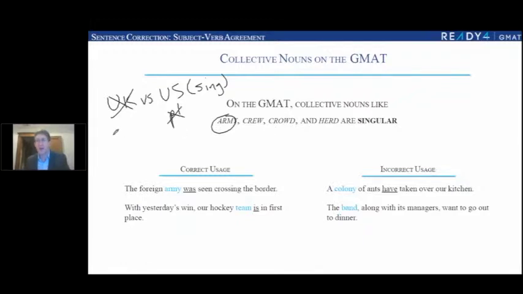Organizations, bank, you know, an organization, a bank, a company, a fund. The United Nations is an organization. The United States is an organization. The Philippines is singular. All those are singular.